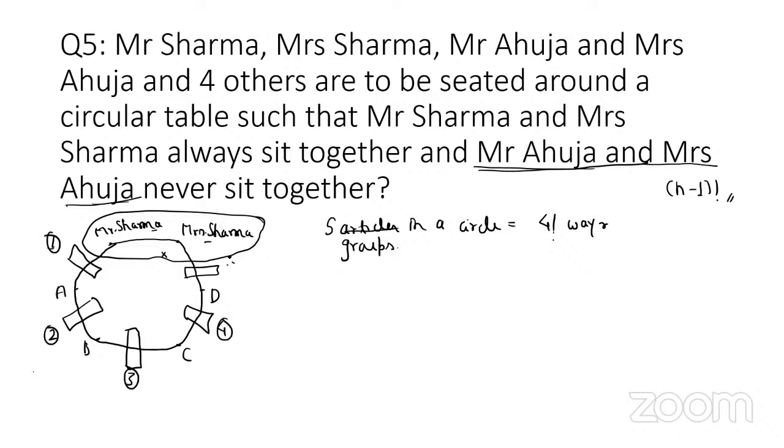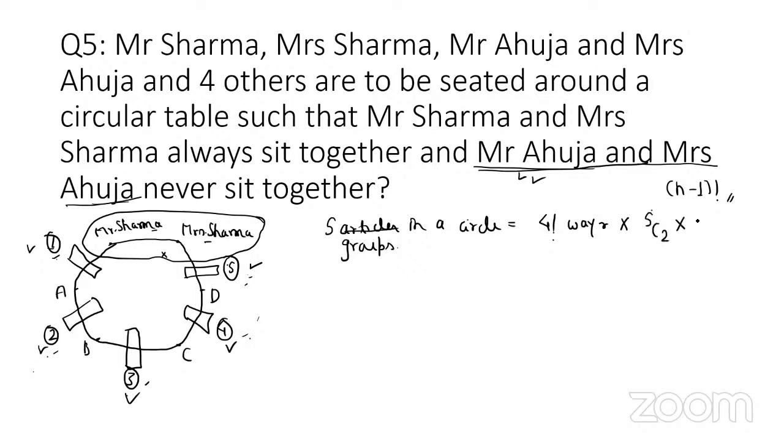Gap number 1, gap number 2, gap number 3, gap number 4, and gap number 5, right? And in these 5 gaps, we basically have to fix Mr. Ahuja and Mrs. Ahuja. If you fix Mr. Ahuja and Mrs. Ahuja in 2 gaps of these 5 gaps, they will never sit together, right? So the target is to fix Mr. Ahuja and Mrs. Ahuja in these 5 gaps. Obviously, we have to fix only those 2 people, Mr. Ahuja and Mrs. Ahuja, in the 5 gaps. So we can arrange them in 5P2 ways, right? Or you can say like this, that first of all, we have to choose 2 gaps from the 5 gaps, which can be done in 5C2 ways.